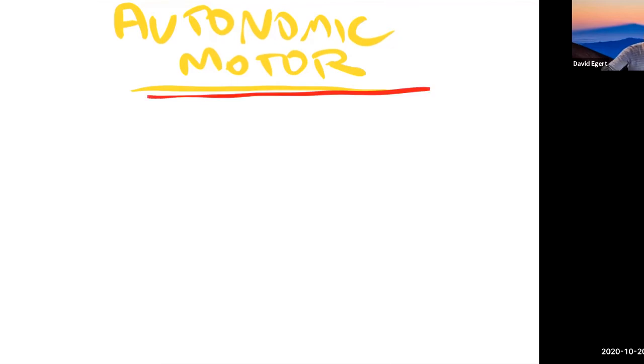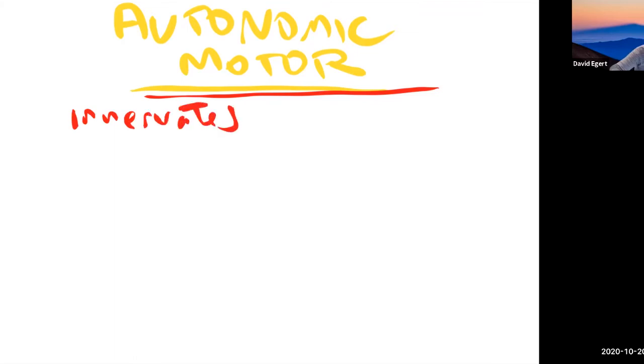So autonomic. Like we said, first I'm going to start with the things that are similar between both sympathetic and parasympathetic. And then we'll spend a lot of time looking at how sympathetic and parasympathetic are different.